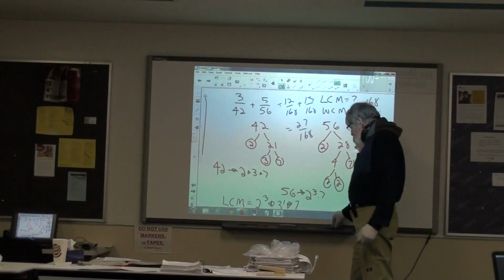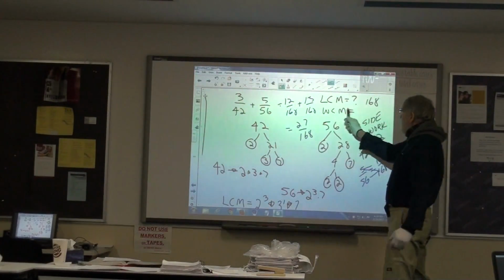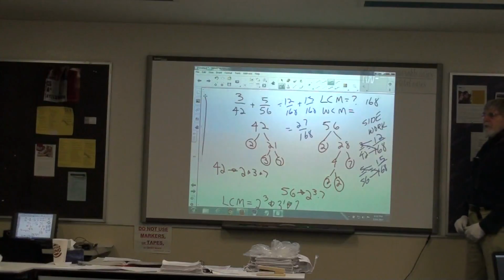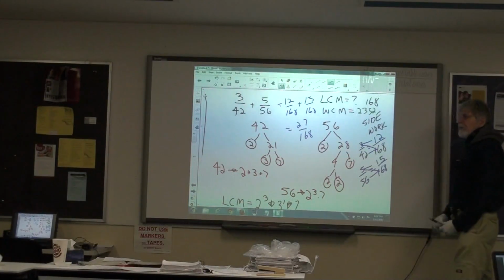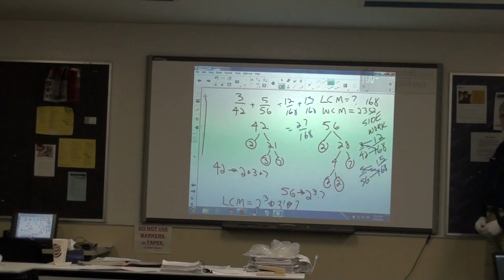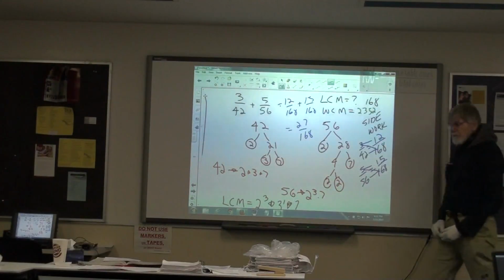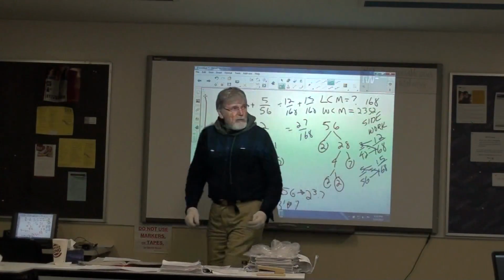Now, just for comparison, what was the worst common multiple that you could have gotten if you went directly and multiplied 42 times 56? 2352. So you see, we generated substantial improvement by going to technique. So let's have one for you to do.